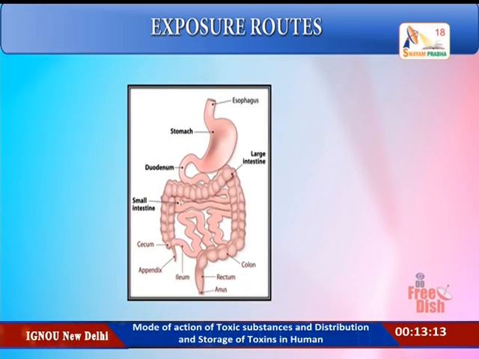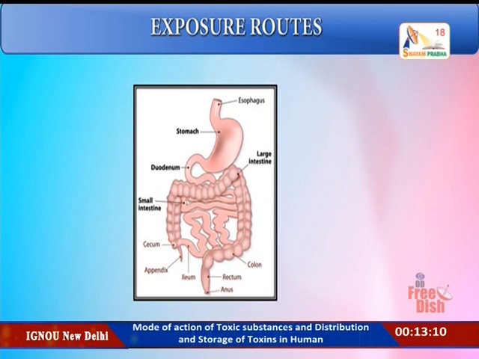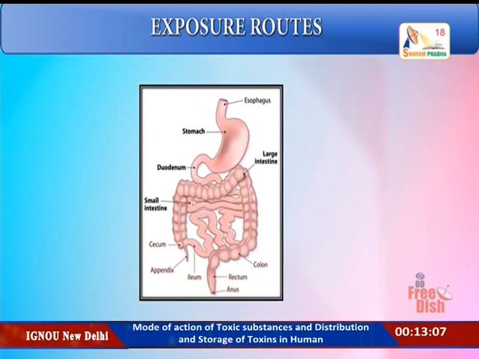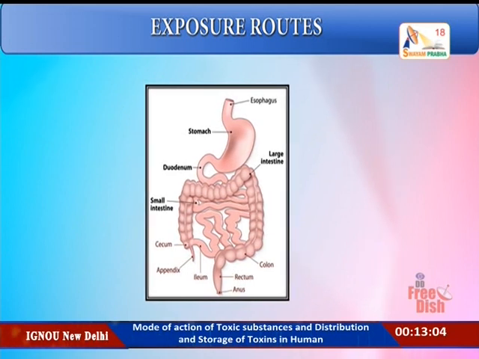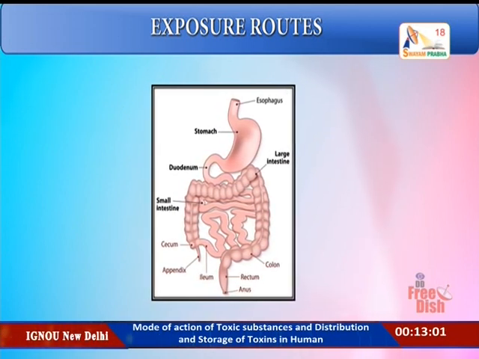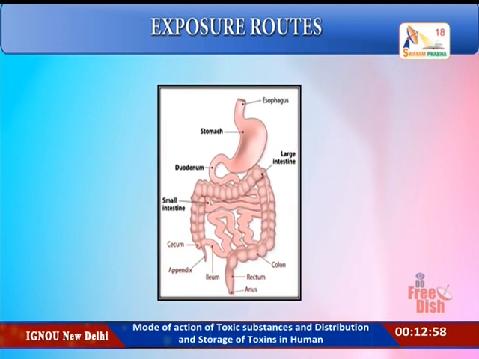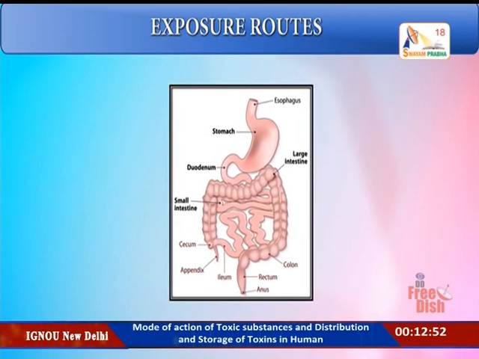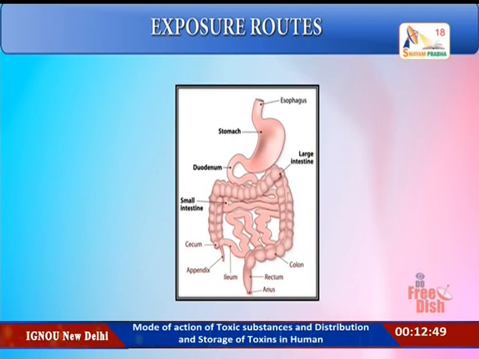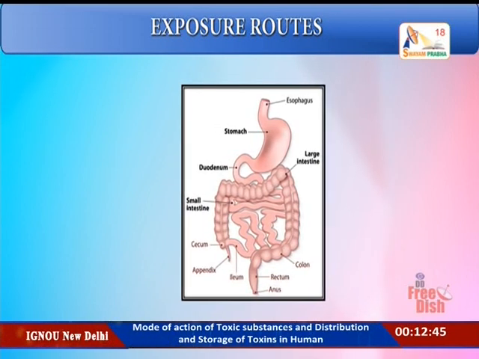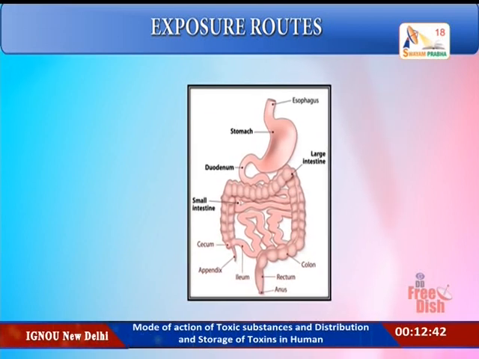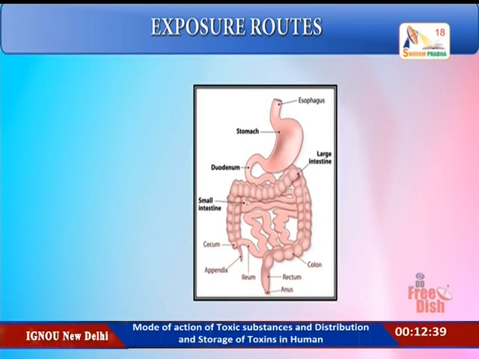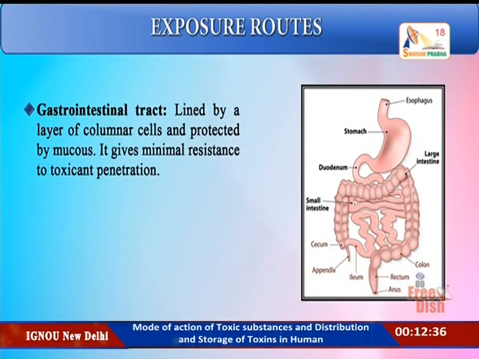In this diagram you can see the entire structure of the gastrointestinal tract, from the esophagus, then it descends into the stomach, then we have the duodenum, then the small intestine and the large intestine, then we have the colon, the rectum and the anus, and of course the appendix, which is a vestigial organ, and sometimes people need to operate on this and go in for an appendicitis. This gastrointestinal tract provides least resistance and easily a toxicant can enter the body. It is lined by a layer of columnar cells and it is protected by mucus. It gives minimal resistance to toxicant penetration.